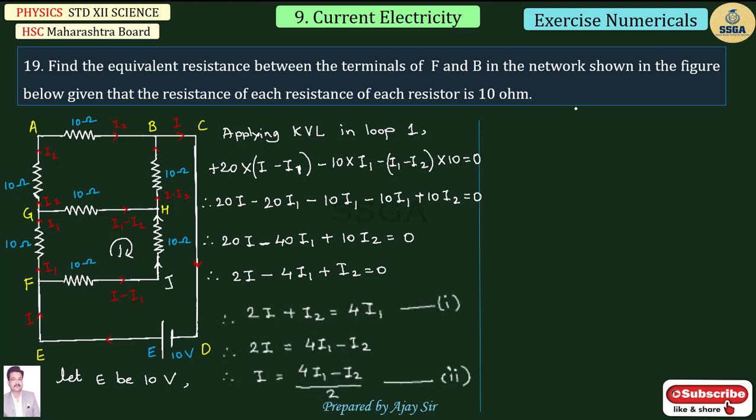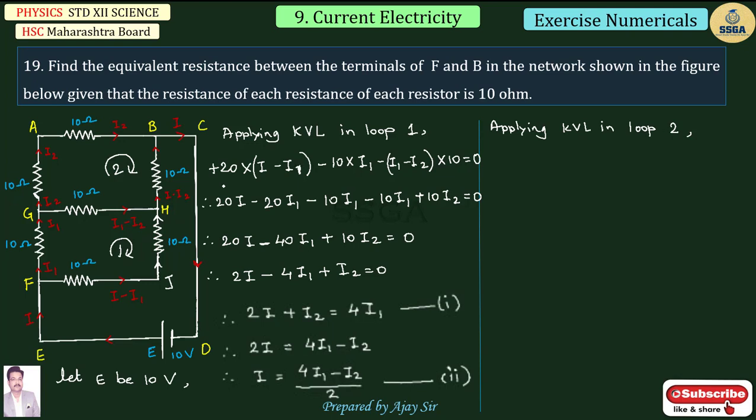Now similarly, applying Kirchhoff's voltage law in loop 2. Because here 3 loops are there, first, then this is second and this is third loop. Again the direction of tracing is similar. So this is the direction of tracing. Let us apply Kirchhoff's voltage law in loop 2.